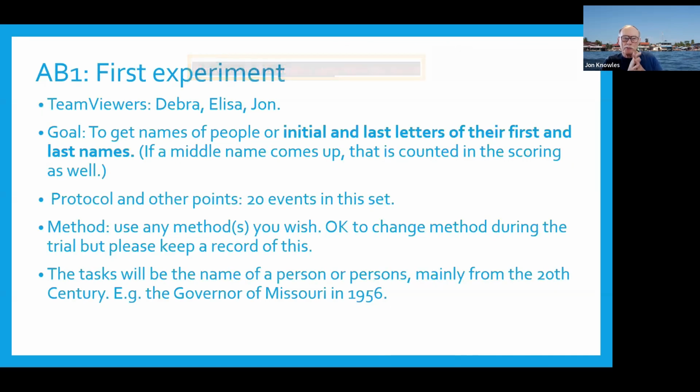So for the first experiment, the team was Debra, Elisa, and myself. The idea was to get names of people or the initial and last letter of their first and last name. The protocol was to do 20 events. The method was to use any method, and it's okay to change method, but keep a record of it. The tasks were going to be the names of person or persons mainly from the 20th century. For example, the governor of Missouri in 1956. That was the tasking. I wouldn't have a clue who that was, but it was easy to look up on Wikipedia.